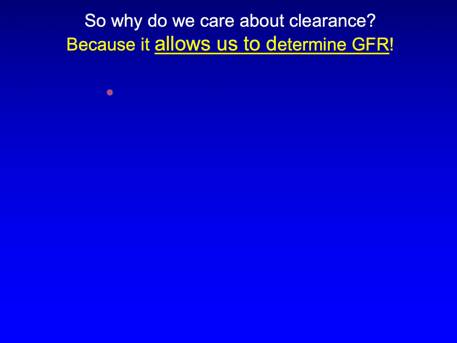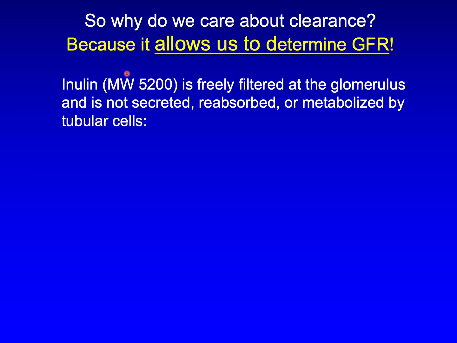Well, after all that, it turns out that we don't actually care about clearance in itself. We only care because it allows us to determine GFR, and here's how that works. Luckily for us, there is a substance called inulin, which is the product of a plant called the Jerusalem artichoke, and don't ask me how they discovered this, but inulin is a relatively small molecule, molecular weight 5,200, that is not protein bound, so it's freely filtered at the glomerulus and is not secreted, reabsorbed, or metabolized by tubular cells.